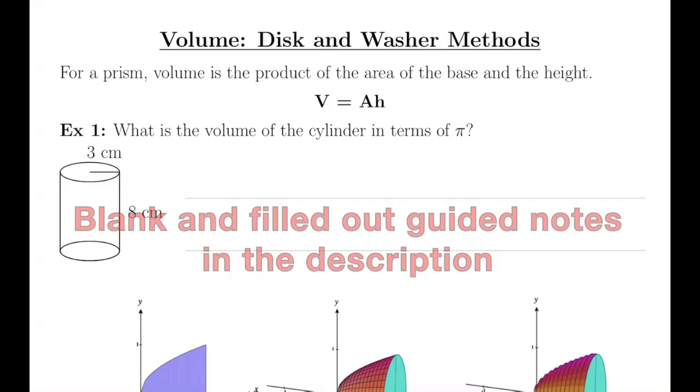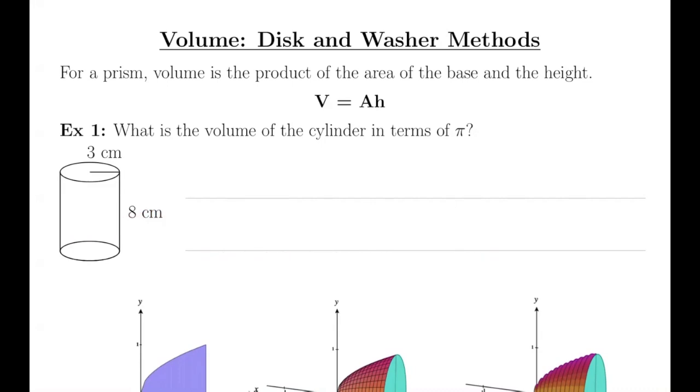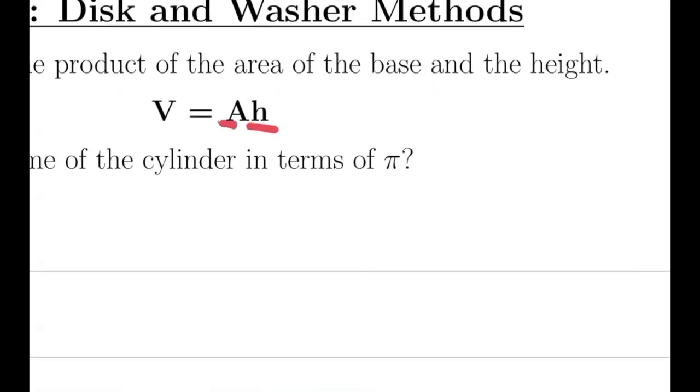So today I'm going to talk about the disc and washer methods. Let's just do a brief review of geometry before we get into the calculus. In geometry, you were probably taught how to find the volume of different solids. In general, if you want to find the volume of a prism, then that's just the product of the area of the base and the height. So volume is just the area of the base times the height.